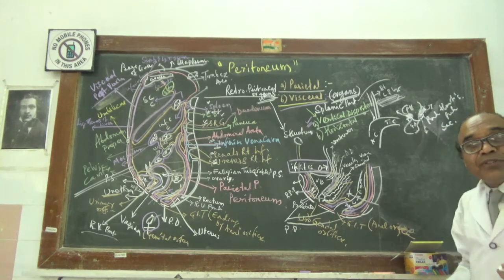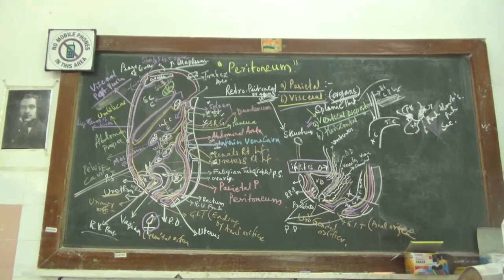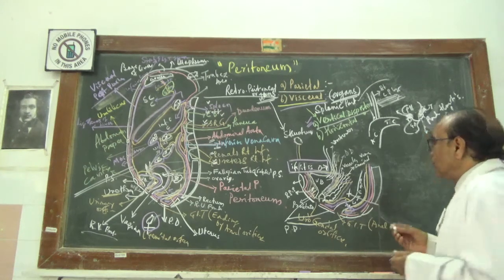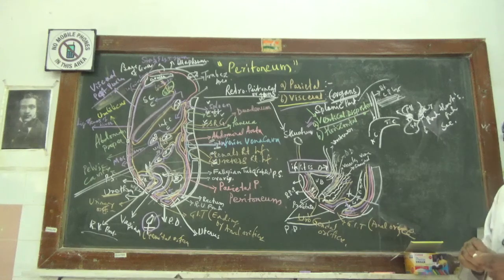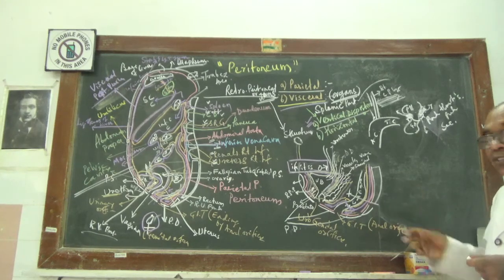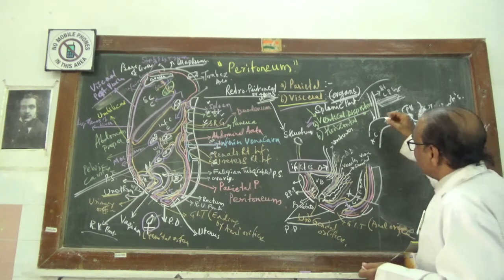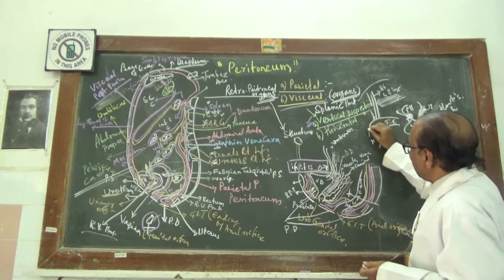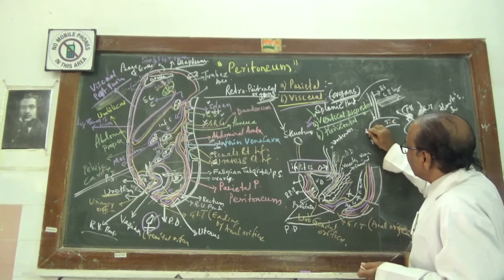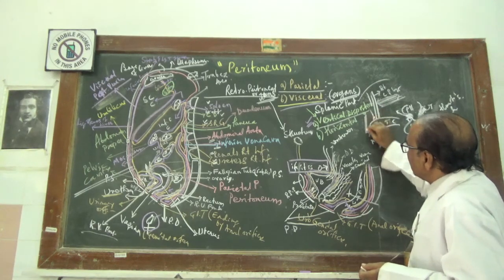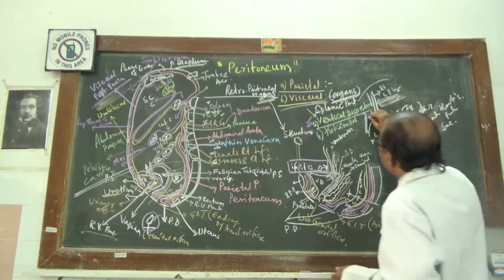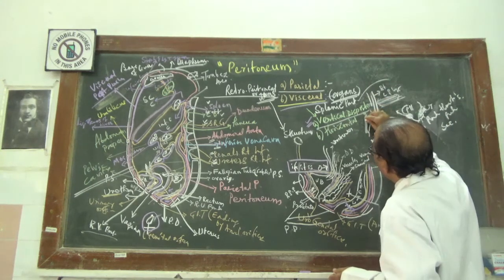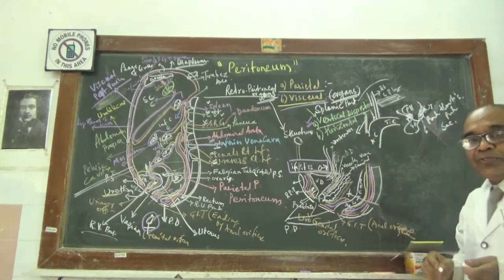Sorry, that will not be the pouch of Morison. Now you will go to what Morison's pouch is. Morison's pouch, or the pocket, or the socket, is the one which will be running from the right upper pole of the kidney to the under surface of the right dome of the diaphragm.